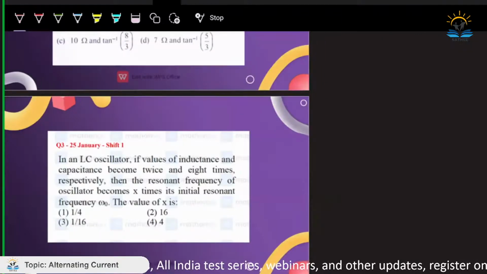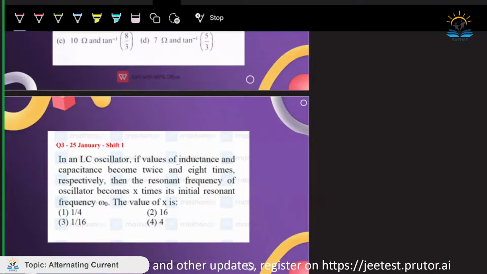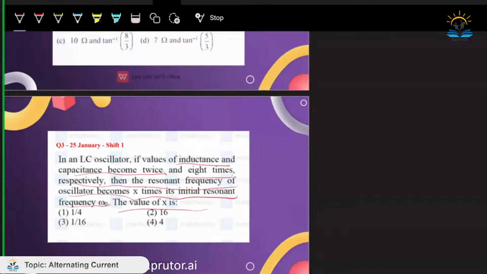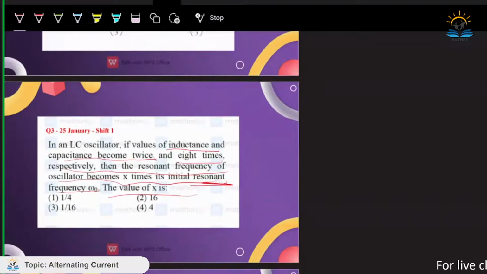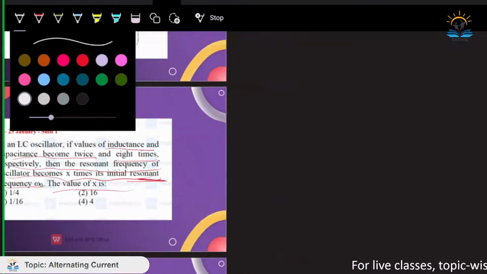This is our next question. In an LC oscillator, if the values of inductance and capacitance become twice and 8 times respectively, then the resonant frequency of the oscillator becomes x times its initial resonant frequency omega naught. The value of x is very simple. It's all about resonant frequency. So what is the equation of resonant frequency omega in resonance? Yeah, 1 by root LC.